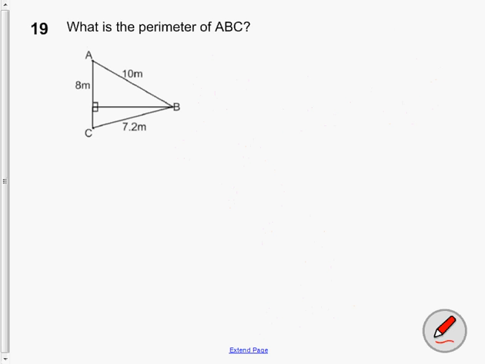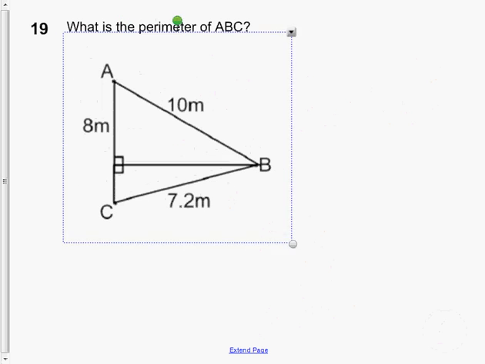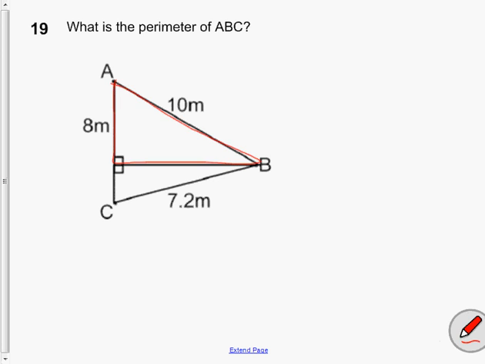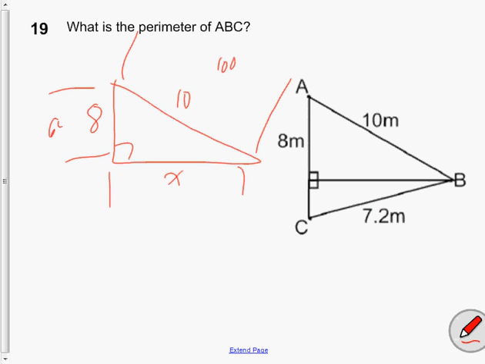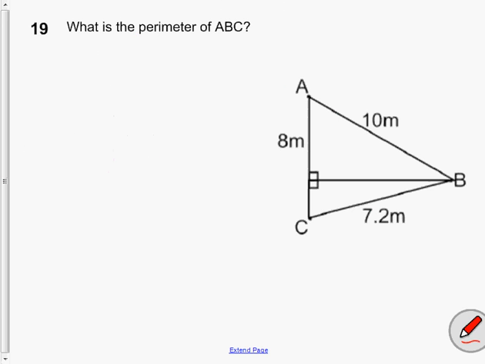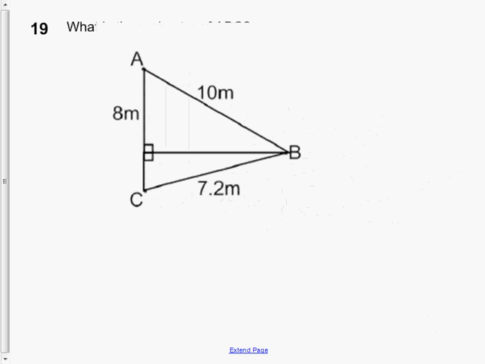Question 19 is really a Pythagoras question. It's asking, can you use Pythagoras to logically figure out what's missing? So if I take this first triangle right here and bring it over here and have an 8 here and have a 10 here and have an x here, this would be 100, this would be 64, and this would be 36, which means if the area of the square attached to that leg is 36, x must be 6. So the first thing I know when I use that logic is that this leg right here is 6 meters.